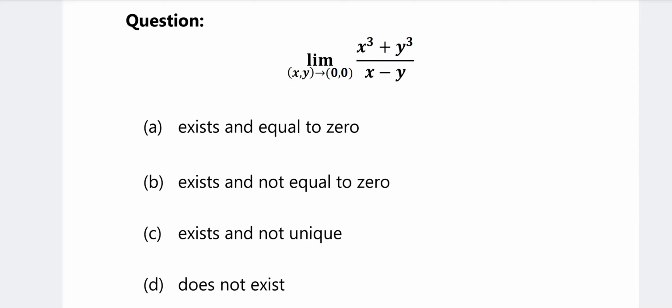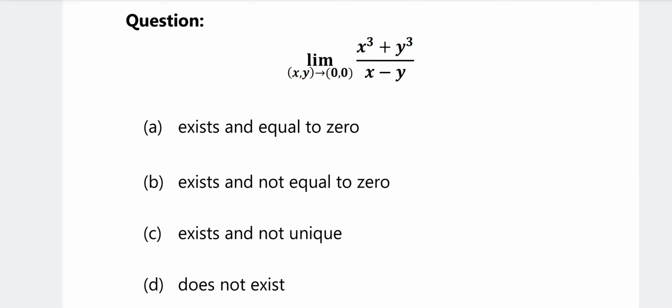Today I am going to discuss one question, a question on the limit of two variables. What is that question? Limit as (x, y) tends to (0, 0) of (x cube plus y cube) upon (x minus y). Four options are given. Option one: the limit exists and is equal to 0. Second option: the limit exists and is not equal to 0. C: the limit exists and is not unique. D: the limit does not exist.